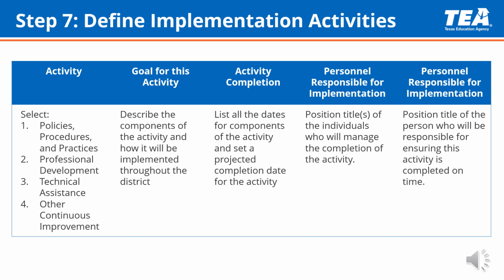This step supports the LEA in providing detailed information about how each strategy for implementation will be enacted. Each strategy for implementation will be supported by detailed implementation activities. Activity description: describe the components of the activity and how it will be implemented throughout the district. Timeline for completion: list all the dates for components of the activity and set a projected completion date for the activity. Personnel responsible for implementation: this should be the position title of the individuals who will manage the completion of the activity, such as the general ed teacher, special education teacher, instructional specialist, etc.